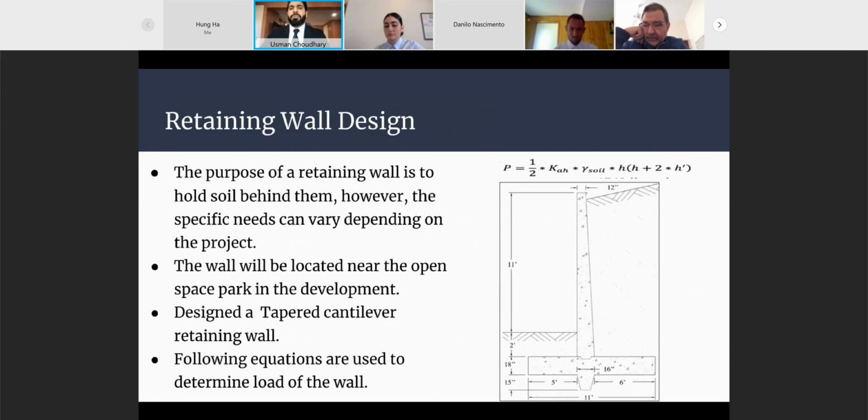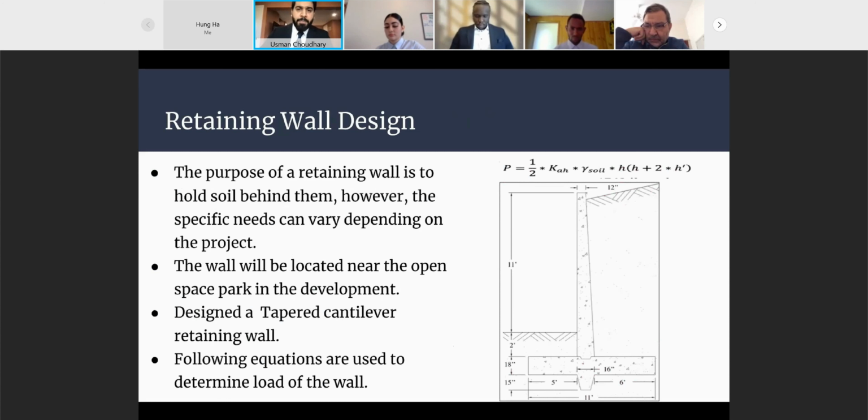The purpose of a retaining wall is to hold soil behind them. However, the specific needs can vary depending on the project. The wall will be located near the open space park in the development. We designed a tapered cantilever retaining wall. The equation listed here was used to determine the load of the wall.